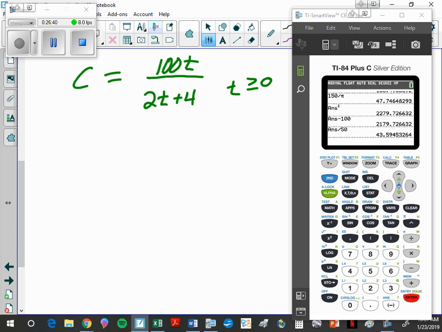Just plug in 0. When you plug in 0, you get 0 divided by 0 plus 4. What is 0 over 4? 0. That makes sense. Why would the concentration of the drug in your veins be 0 at time 0? They haven't put it in yet, right? 0 is when they click go. So that drug's going to go into your body continuously. What's going to happen to the concentration in your blood? It's going to go up forever? Now eventually, what has to happen? Eventually it has to level off.